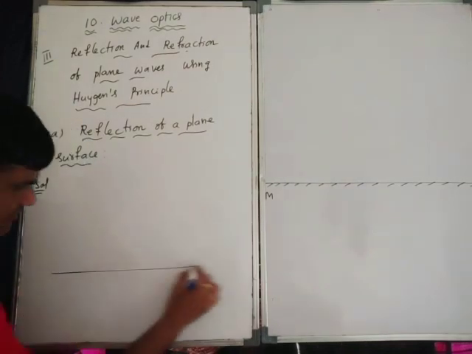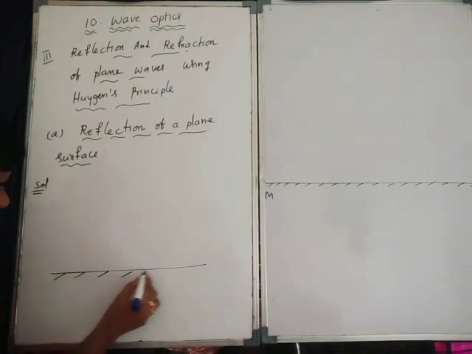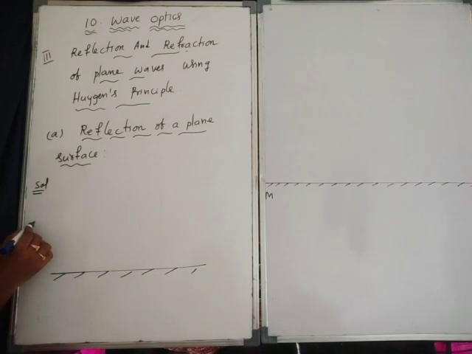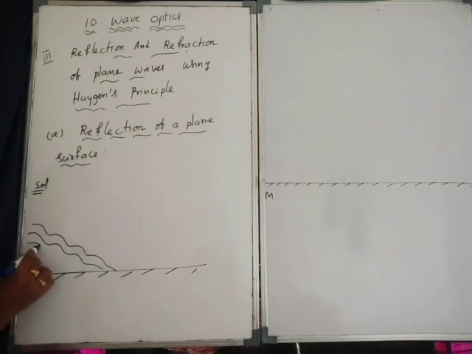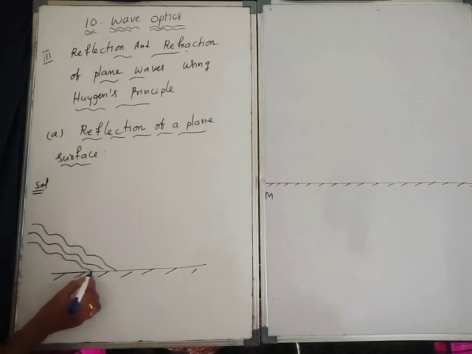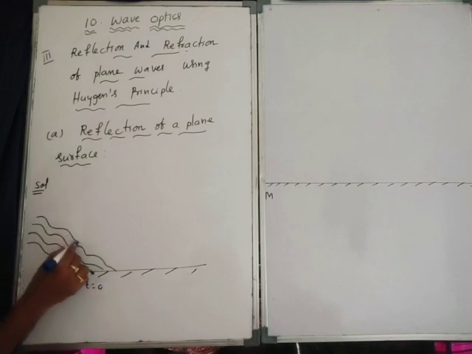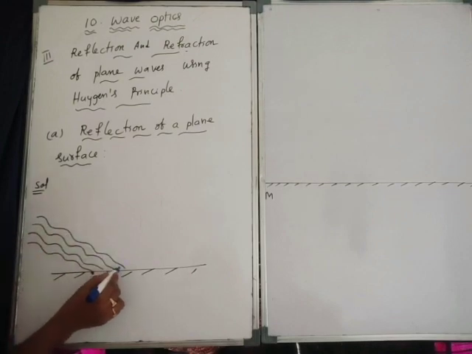So this is the plane mirror. Now these are the incident rays. If I consider t equal to 0 seconds, then t equals 1 second, 2 seconds, 3 seconds, and so on like that.